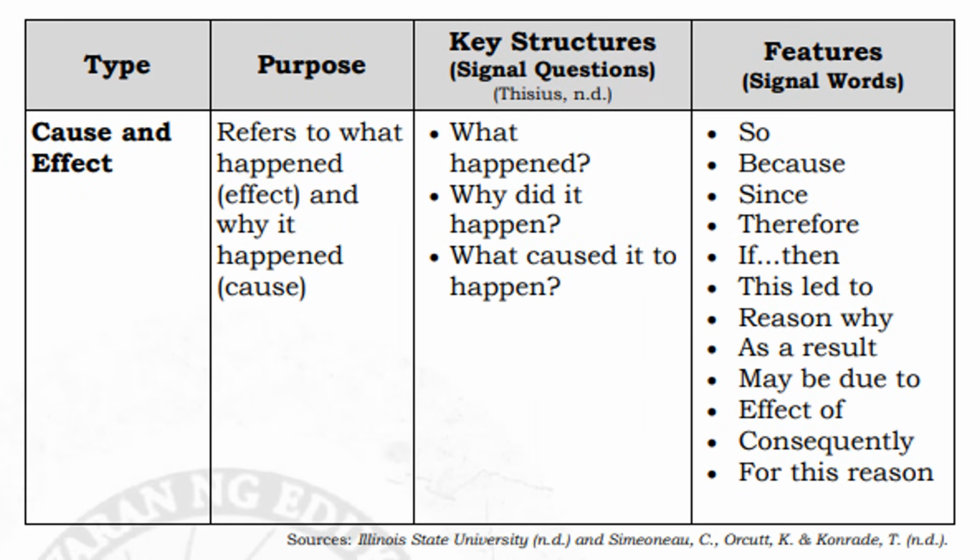The third type is the cause and effect. The purpose refers to what happened, which is the effect, and why it happened, the cause. And the key structures or signal questions are: what happened? Why did it happen? What caused it to happen? And the features or signal words are so, because, since, therefore, if, then, this led to, reason why, as a result, may be due to, effect of, consequently, for this reason.